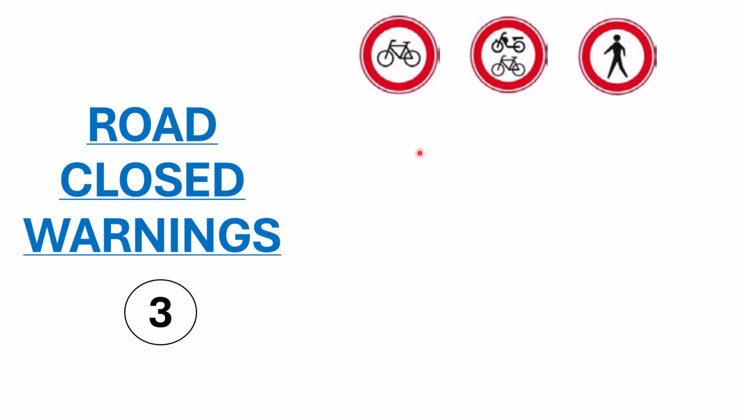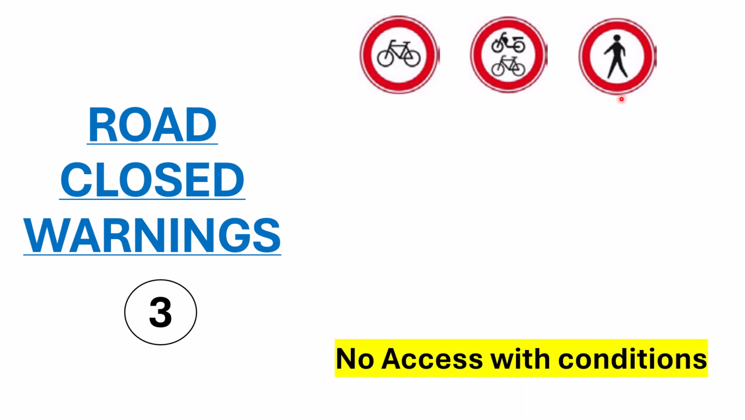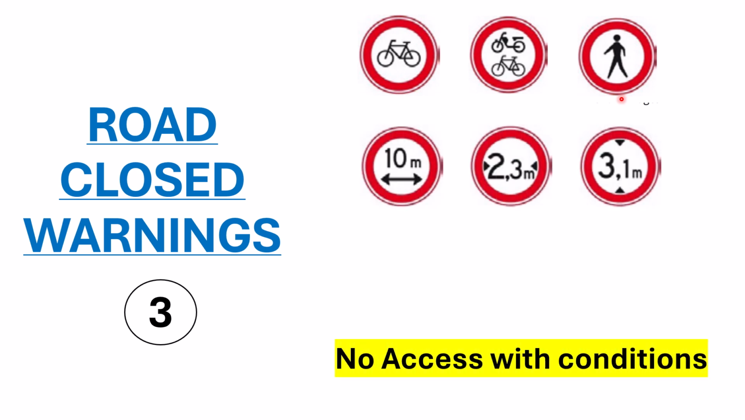And if we see these signboards like a cycle, it means if you are riding a cycle, you cannot enter. If you are riding a moped or cycle, you both cannot enter the road which has this signboard. And if you see this signboard, you cannot enter that road even if you are a pedestrian. No access. These signboards are very important.